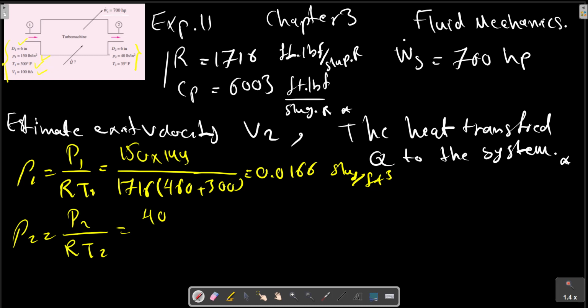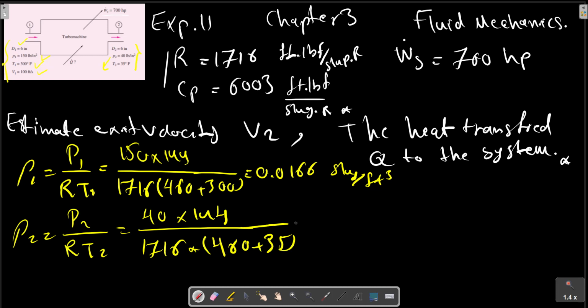The P over R is 40 multiplied by the R, and multiplied by the temperature converted from Fahrenheit to Rankine, which equals ... slug per foot cubed.